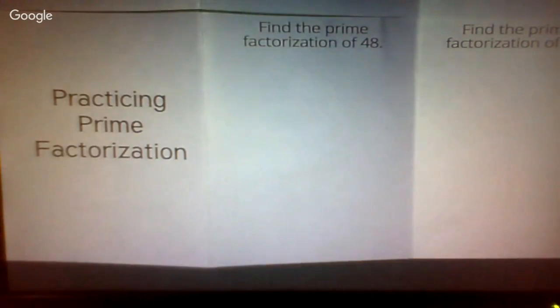We're going to do this sheet that says prime factorization. We're going to do all the work first, and then I'm going to show you how to cut and fold it. We're going to be making a bunch of these little tiny books throughout this unit. So do me a favor and find the piece that says find the prime factorization of 48. That's where we're going to start.